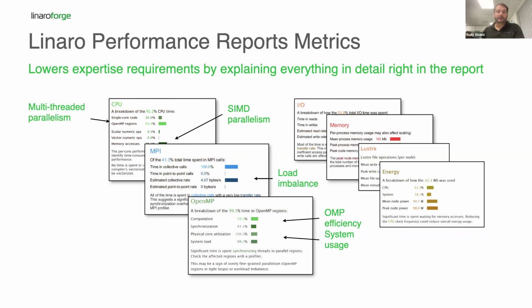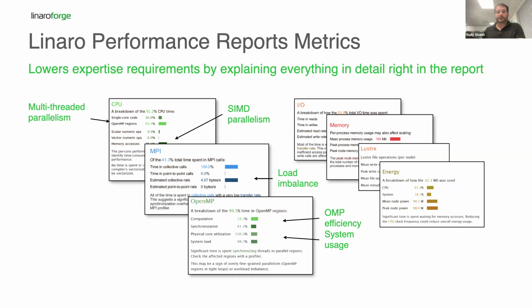But there is further breakdown as well. So not just IO, you can look at things like the CPU time, and you can look at single core code. And what that says is how much time is being spent just doing single core operations, so nothing that's being parallelized. You can look at your OpenMP regions as well, MPI, IO, memory, and some energy things as well.